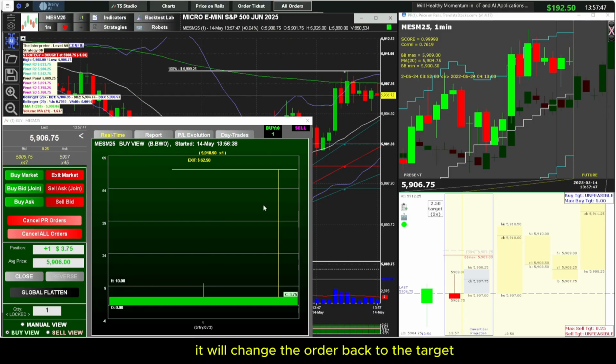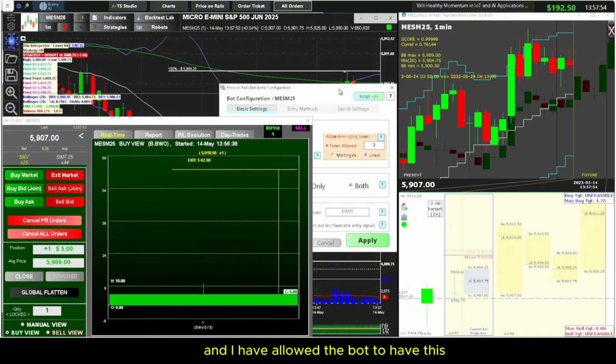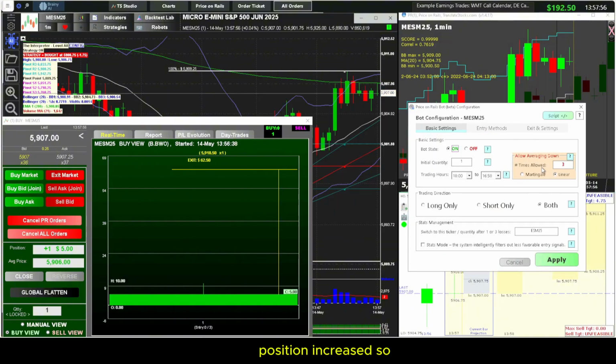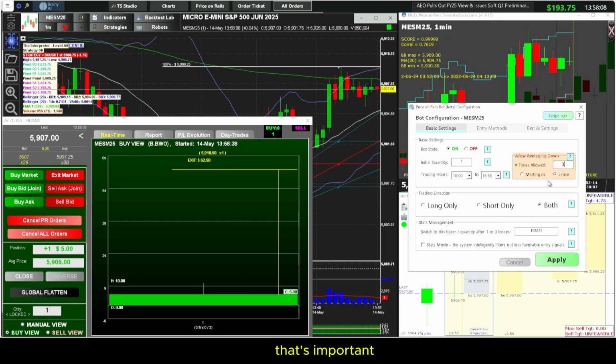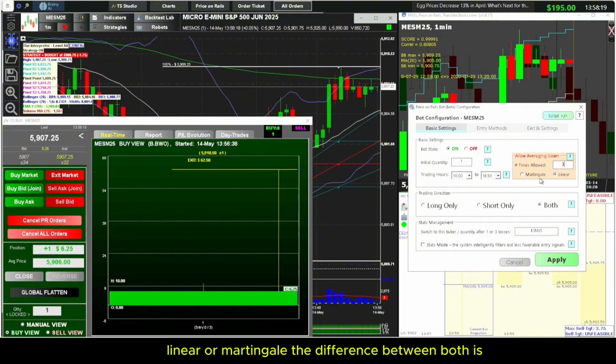The only way it will change the order back to the target is if I increase my position and I have allowed the bot to have this position increased. So you can average down a number of times that you choose. The default is 0. The system is not averaging down by default. That's important. If you are averaging down, for any reason you believe that you have control over this, you can average down two ways, linear or martingale.